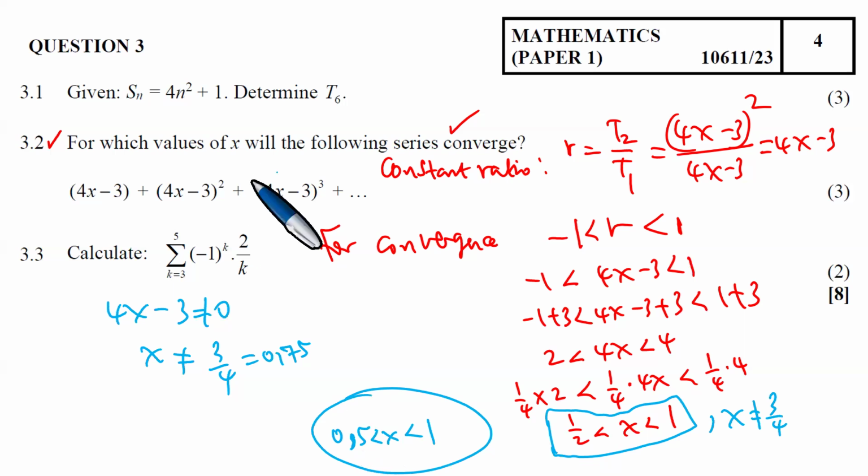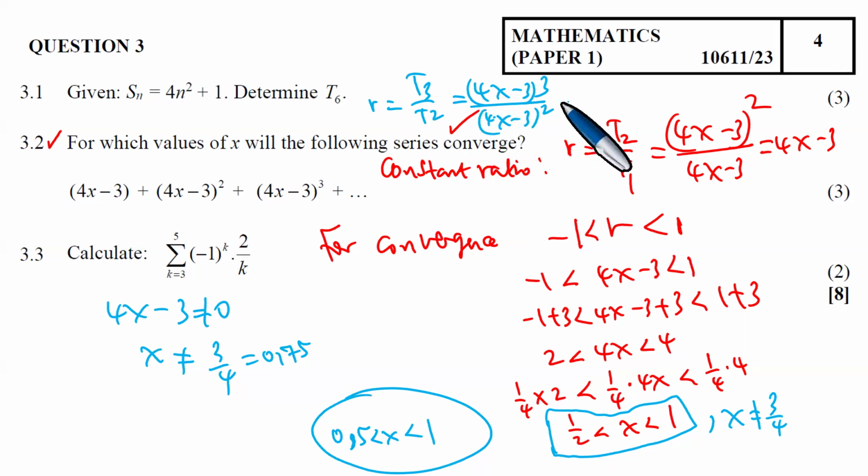So, for which values of x will the following series converge? This is the answer. You must first get the constant ratio, and we're using T2 over T1. But the constant ratio is not only T2 over T1, it's also T3 over T2. It's going to be the same thing, because T3 is (4x minus 3) cubed and T2 is (4x minus 3) squared. If you divide these, you have 4x minus 3. This is the constant ratio, and it must be between minus 1 and 1.